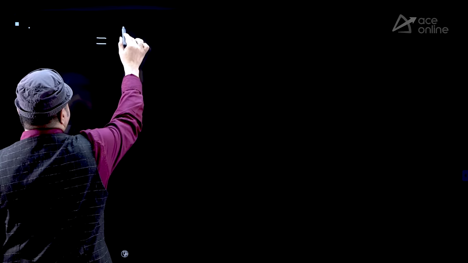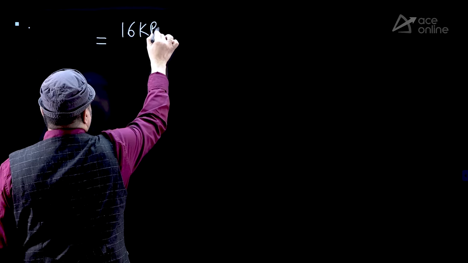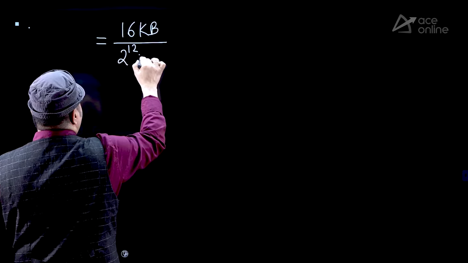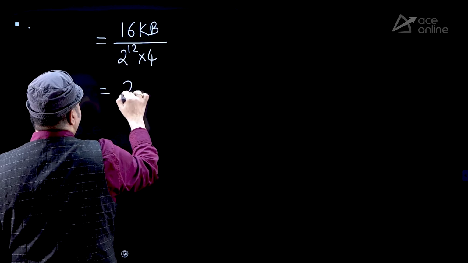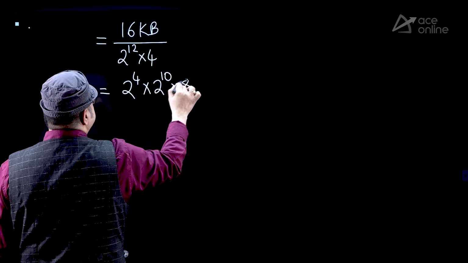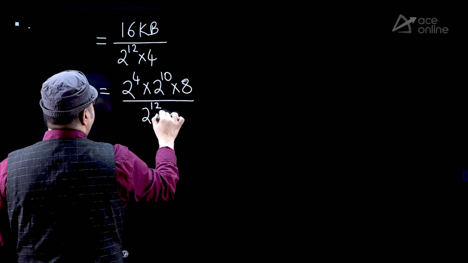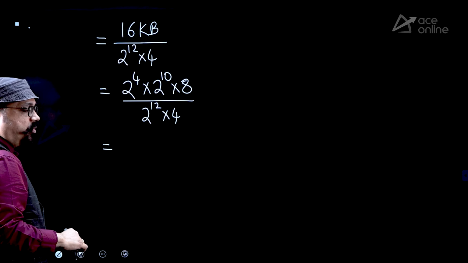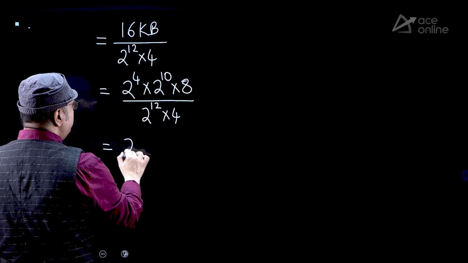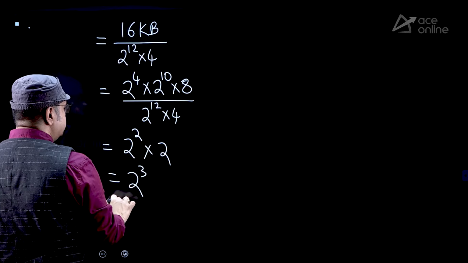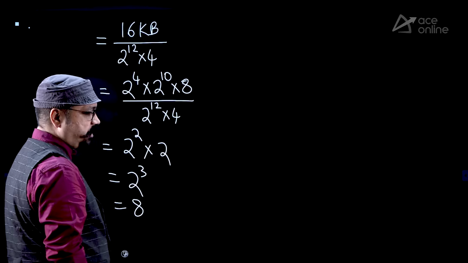What is the required size? Let me do it here. Required size is 16 KB. What is the available size? 2 power 12 by 4. So how to write 16 KB? 2 power 4 times kilo, which is 2 power 10, bytes is 8 bits, divided by 2 power 12 by 4. That is 2 power 14 by 2 power 12. I need not write another step. So 2 power 14 minus 12 is 2 power 2, and 8 by 4 is 2, that is 2 power 3. Means what? 8. 8 such chips are required.